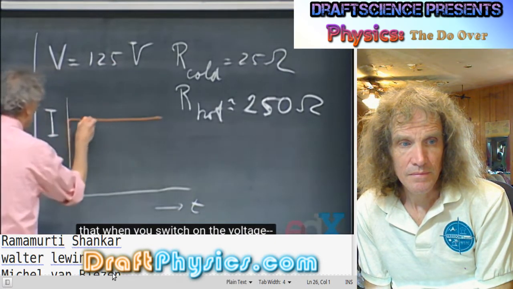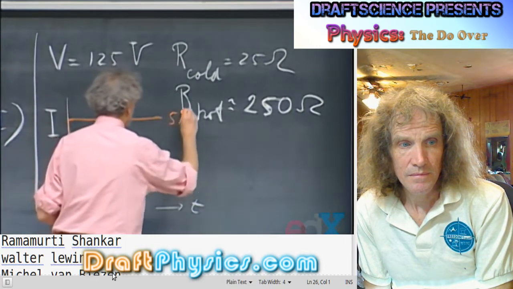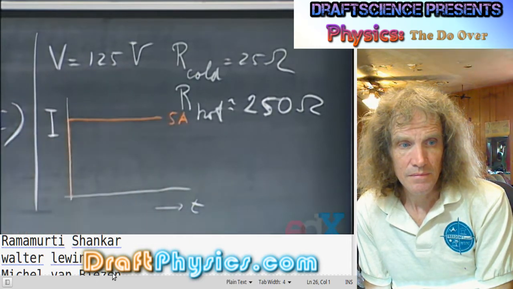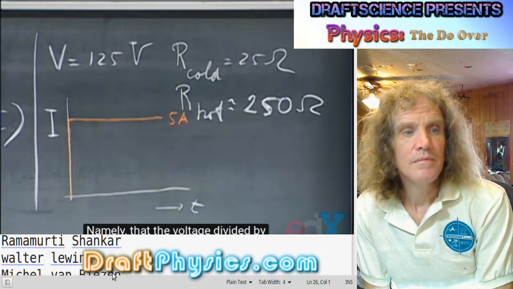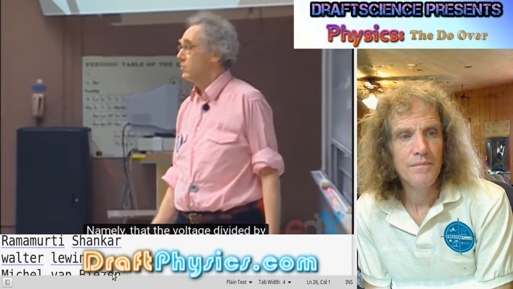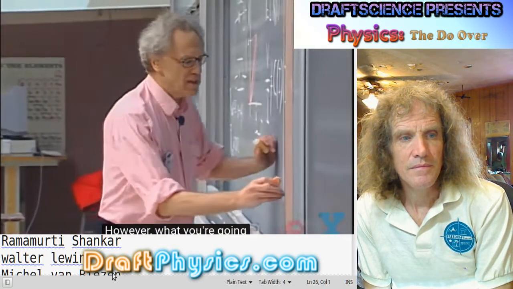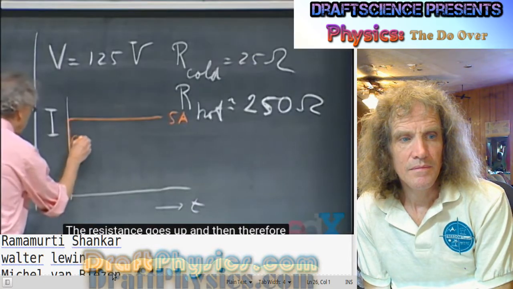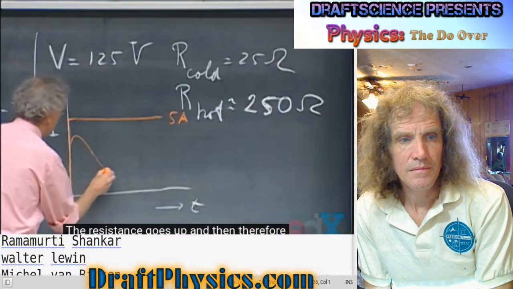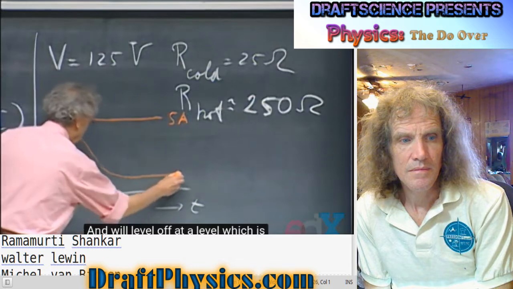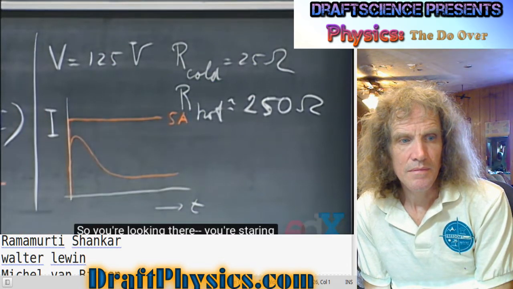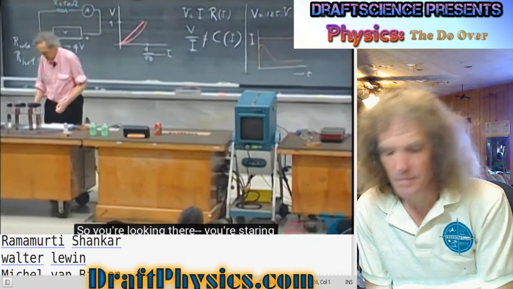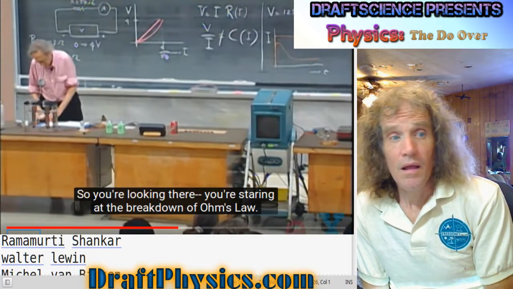This is then your 5 amperes. And that it would stay there. That's the whole idea. Namely, that the voltage divided by the current remains a constant. However, what you're going to see is like this. The resistance goes up, and then therefore the current will go down, and will level off at a level which is substantially below this. So you're looking there, you're staring at the breakdown of Ohm's law.